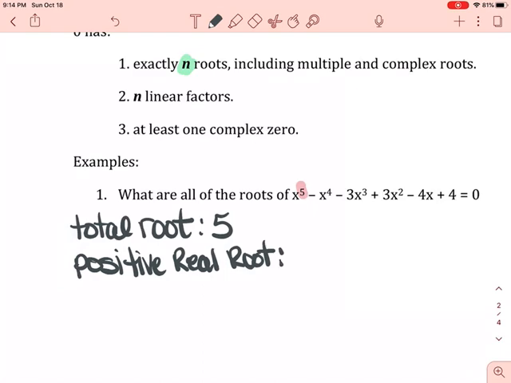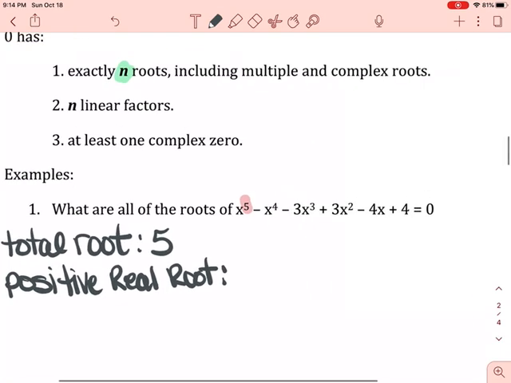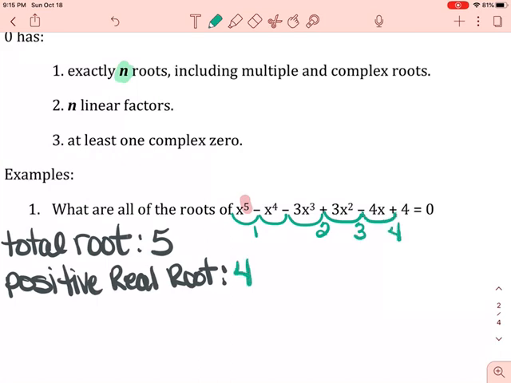Okay, remember that Descartes said that the number of sign changes is going to tell you the number of positive real roots. So let's count. 1, 2, 3, 4. So that means there are 4 places that it crosses the x-axis on the positive side. But remember, Descartes also said that you have to decrease by an even number, which means that we have to decrease by 2 each time. So there could be 4, there could be 2, or there could be 0.